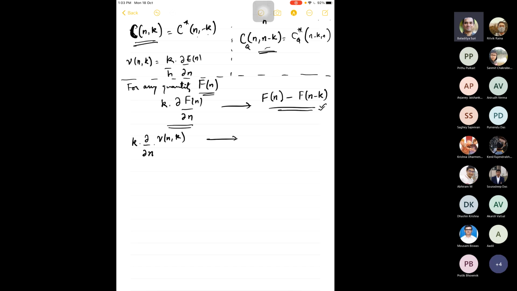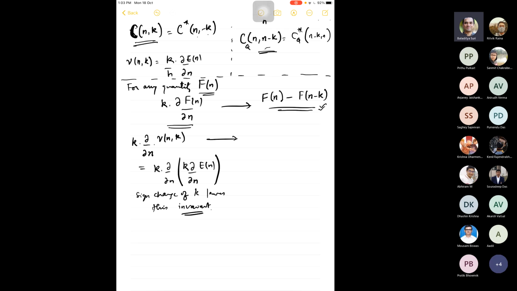So if you now have this, it has to now classically be described as k delta by delta n of delta by delta n of E of n, right? Now this has certain properties. Sign change of k leaves this invariant. This is a property of the classical formula.